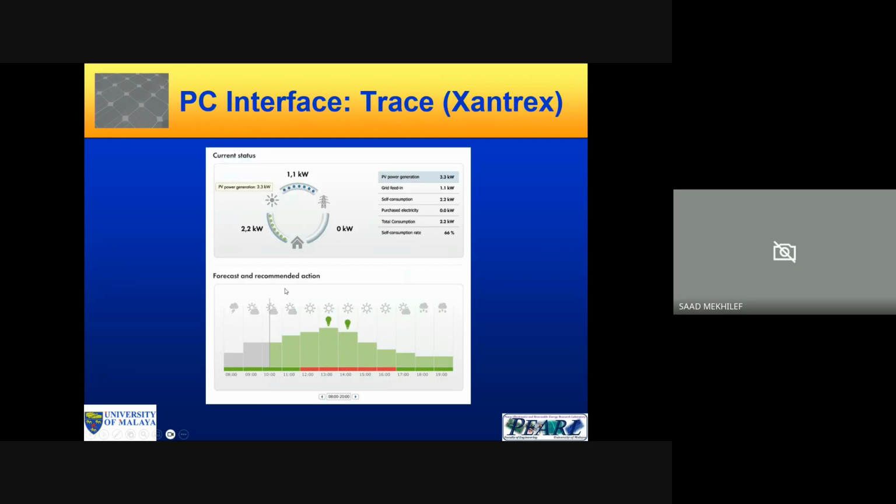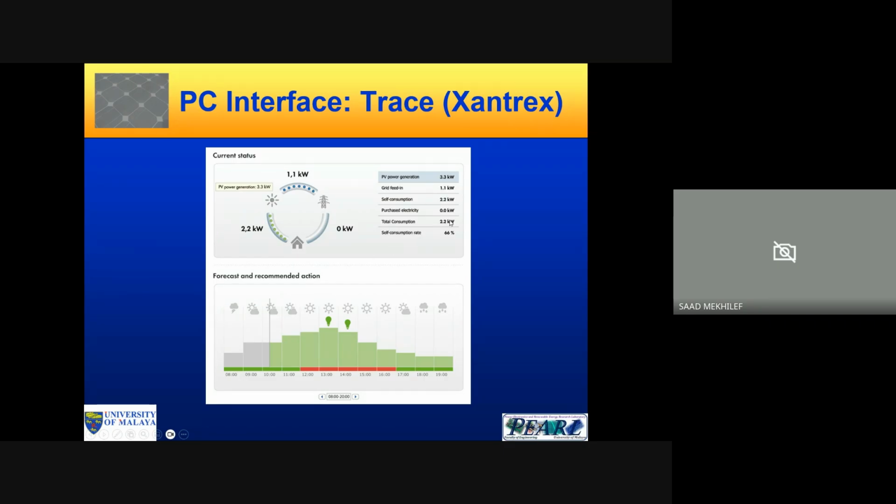For example, this is a PC interface from Trace. It's a company which provides this software, so we can monitor the power generation. This is very important in microgrids: how much comes from the grid, how much is injected to the grid, how much is going to the load. For example, here we have 3.3 kilowatts. We inject 1.1 to the grid, and 2.2 goes to the home, which is the load.